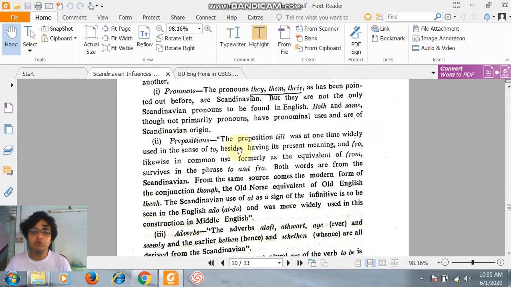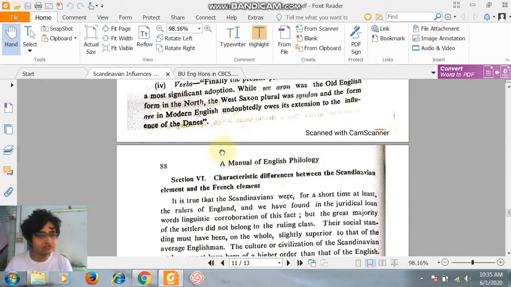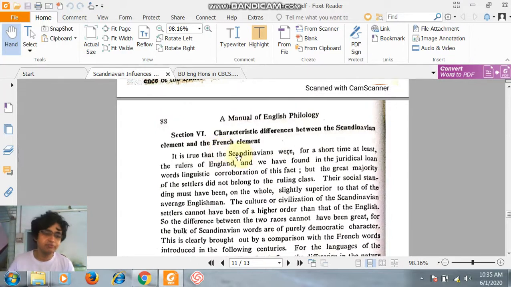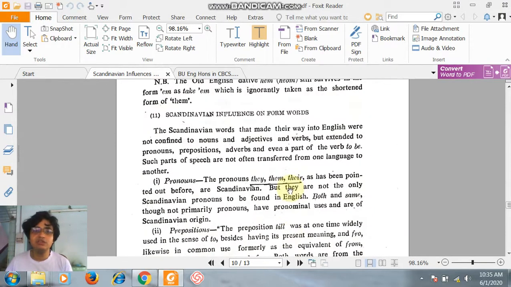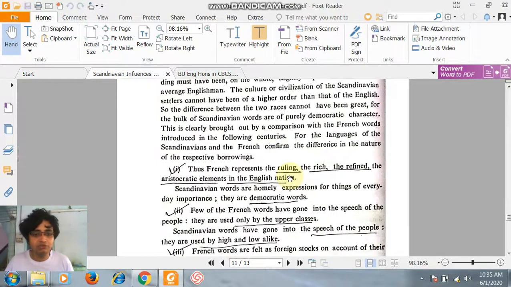The use of the pronouns, prepositions, adverbs, verbs, et cetera. So we have discussed the historical background of Scandinavian influence. We have discussed the concept of the Danelaw, we have discussed the Viking invasions, and then we have discussed the Scandinavian place names and how Scandinavian influence is rather a subterranean and domestic influence. It becomes a very domestic influence. It's difficult for a linguist to separate between the Scandinavian influence and the Old English influence.